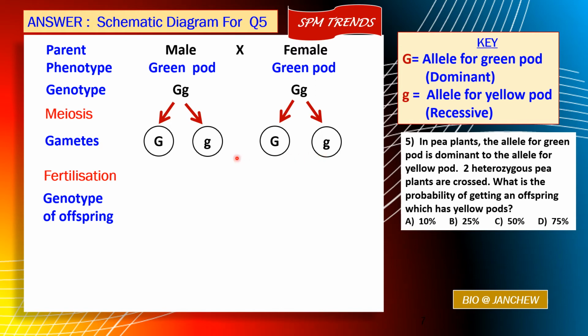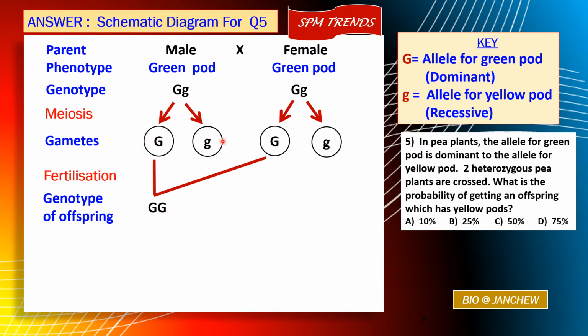Then the second gamete from first plant with the first gamete from second plant, and then second with second. So in other words, first with first, first with second, then second with first, second with second. So what are the genotypes of the offspring? First gamete with first gamete, you get these two dominant alleles coming together in the same cell, in the zygote. So the offspring formed will have the genotype big G, big G.